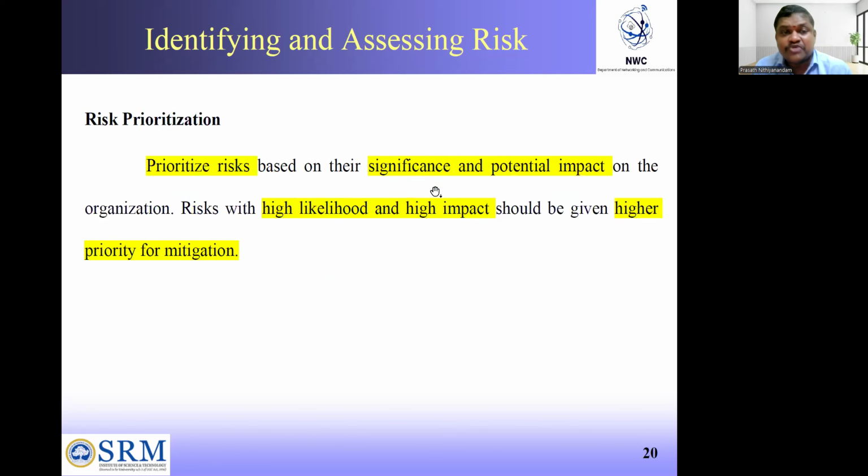And the next one is risk prioritization. Once the risks are analyzed, they must be prioritized based on their significance and potential impact. So the risks with very high likelihood and impact are given the highest priority for mitigation. As a real world example, a hospital prioritized risks to patient safety and critical systems over minor IT issues.